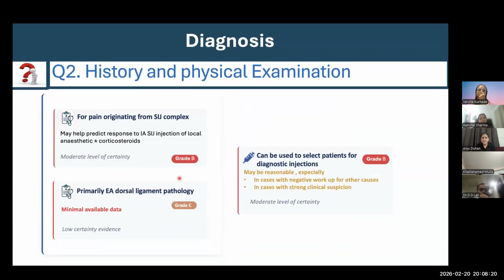The historical and physical examination may help predict response to intra-articular SIJ injection of local anesthetics with or without corticosteroids. However, there is minimal data to predict these results in primarily extra-articular dorsal ligament pathology. It may be reasonable to give SIJ injections even in the absence of positive provocative tests, especially in cases with negative workup for other causes or in cases with strong clinical suspicion.